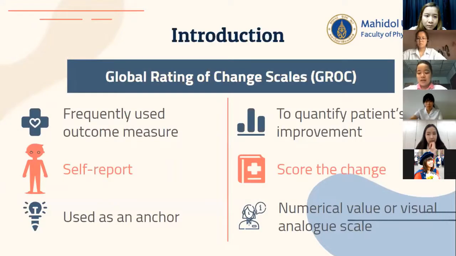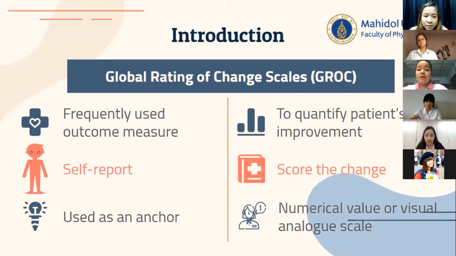In addition, the Global Rating of Change Scale, or GROC, is a frequently used outcome measure that allows self-report of direct perceptions of improvement and has been used as an anchor method to determine if clinically important changes have occurred. The GROC has been the alternative outcome for patients with shoulder pain and neck pain in previous studies. Due to its ease of use and administration, the GROC is designed to quantify patient improvements or deterioration over time.